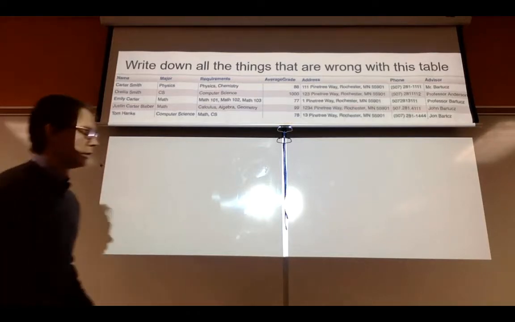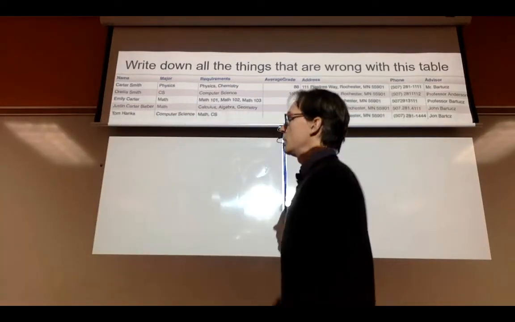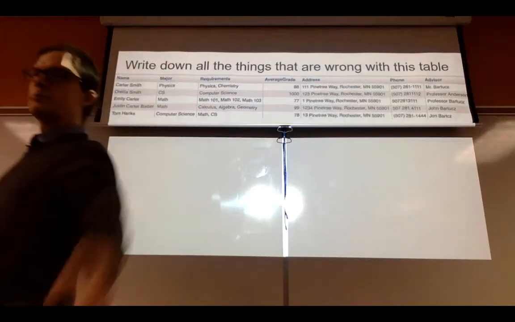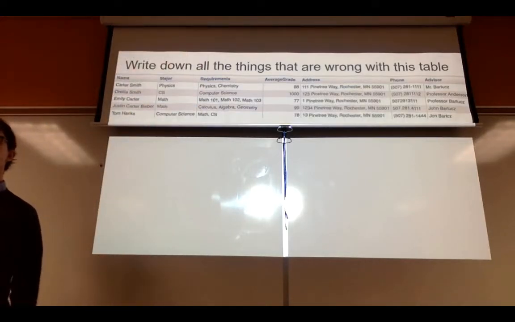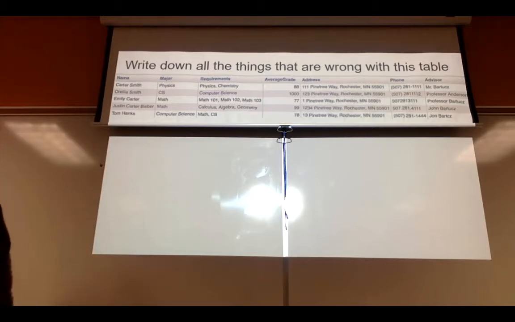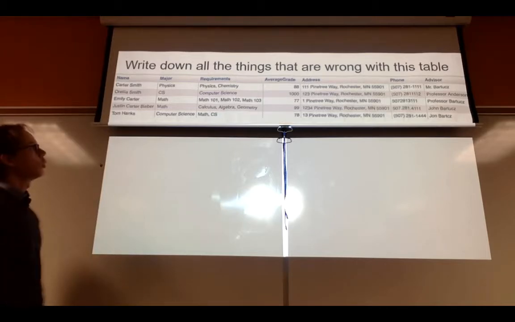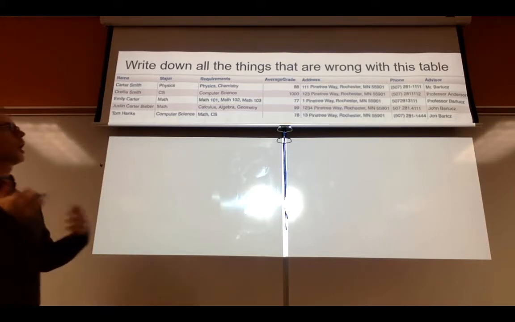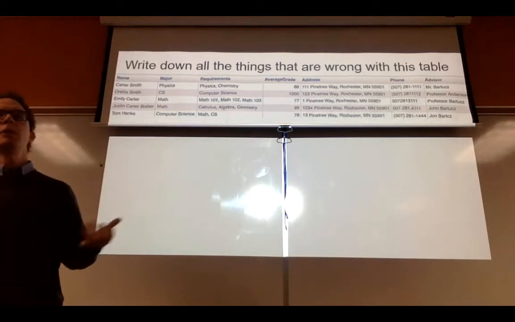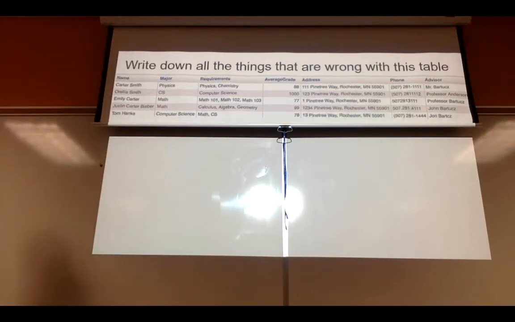Awesome. All right, so somebody want to give me a hint? What's wrong with this table? Yes? Requirements has multiple values in some places. Requirements have multiple values. What's wrong with that? Like Math 101, Math 102, it can be split into its own table. So like requirements and major. But what is the problem with having multiple requirements? Why is that a bad thing?